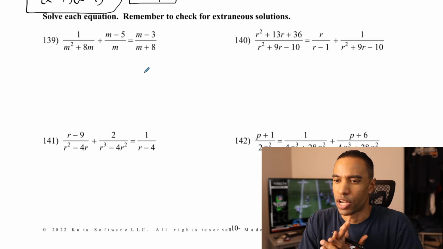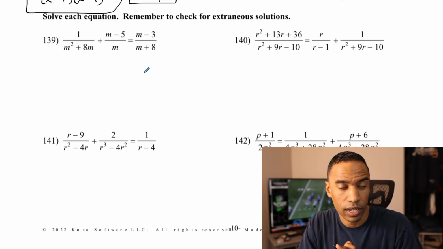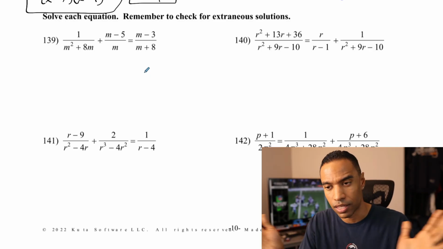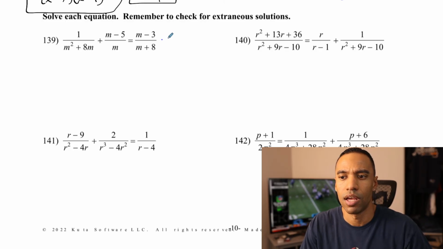Solve each equation. Remember to check for extraneous solutions. So here we do need to get common denominators, and when I do, I can multiply all sides by that thing, and then we're all good to go. I know teachers do these differently. The end result's still the same.